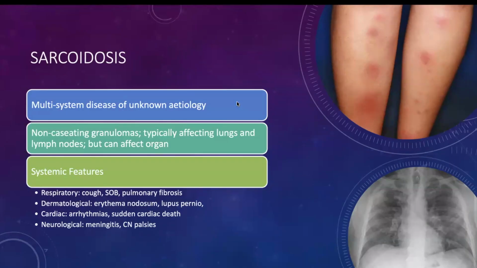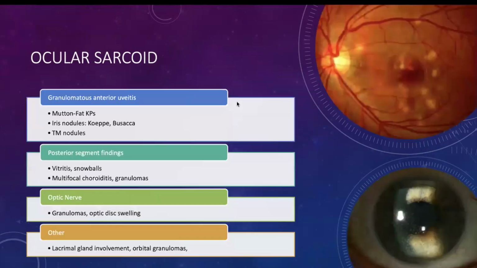They may present with a rash, erythema nodosum. You can have cardiac arrhythmia, sudden cardiac death, and it can even involve the meninges and potentially a cranial nerve palsy as well. So these are the rarer manifestations. It typically is a respiratory disease. In the eye, importantly, you have what we call a granulomatous anterior uveitis.